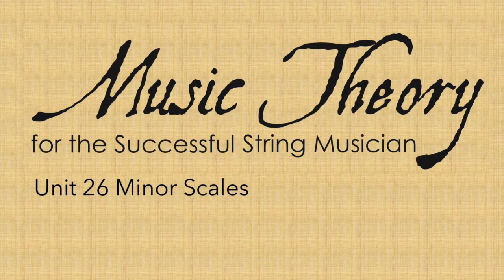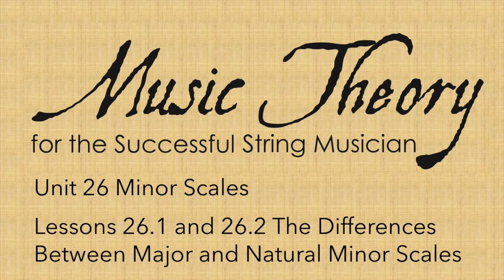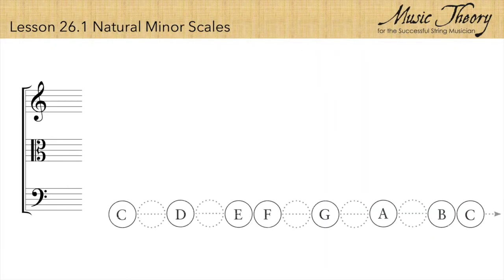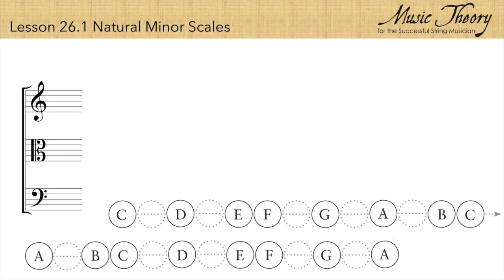Everyone, in your Music Theory Workbooks, Unit 26 introduces the three minor scales. In this lesson, we will look at the differences between the major and natural minor scales. You know from previous lessons that this key signature with no sharps or flats is the key of C major. You also know it's the key signature for the relative minor scale of A minor.